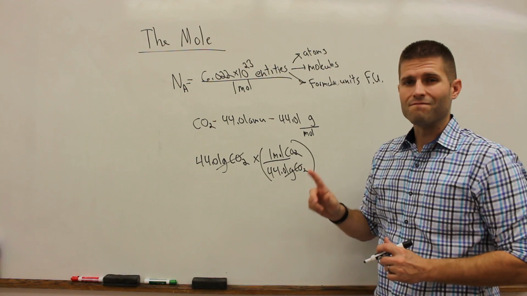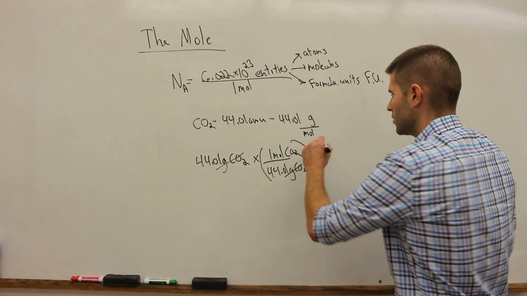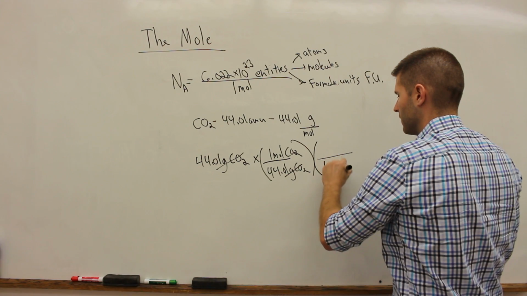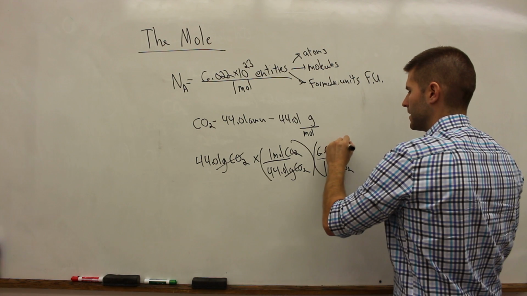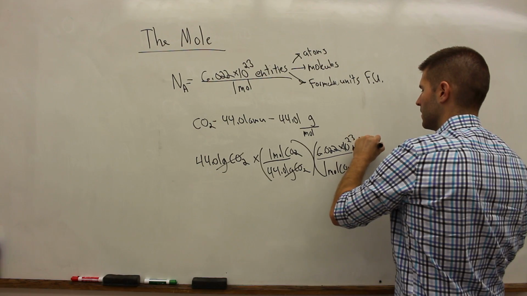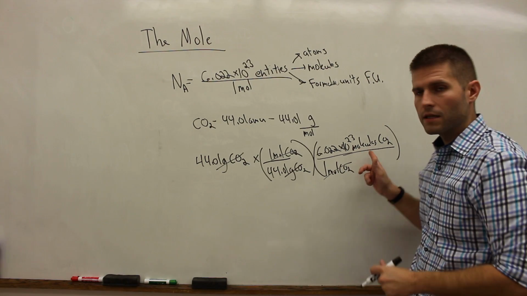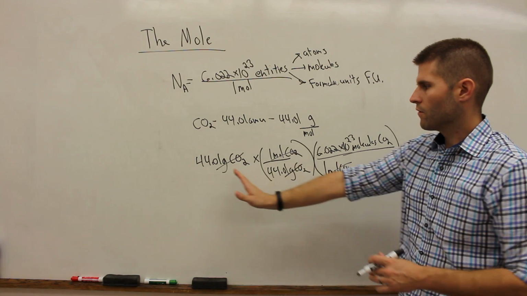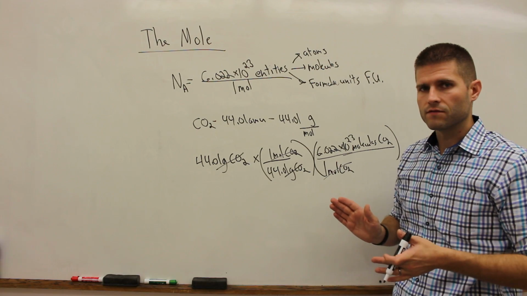But I want to know the number of molecules of CO2 that are present in 44.01 grams of CO2. So what I can do is multiply by Avogadro's number. For every 1 mole of CO2, there's 6.022 times 10 to the 23rd molecules of CO2. The moles of CO2 cancel, we're left with molecules of CO2. That's exactly what we're looking for. So now we have a 2-step conversion to go from grams that we weigh out in laboratory to predicting exactly how many molecules of CO2 are present.